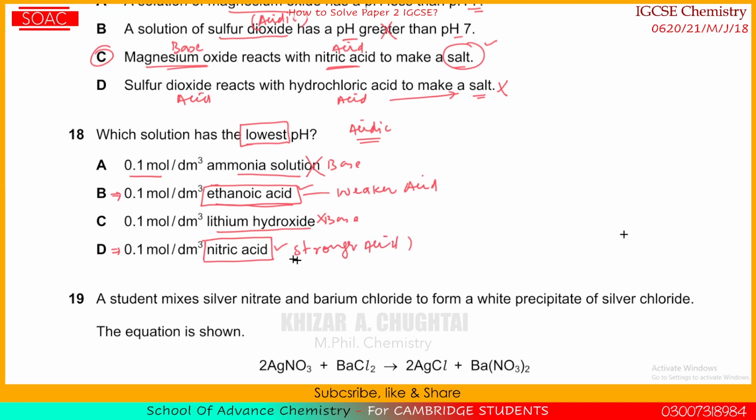Stronger acid will lower the pH, and so D is the correct option. As you have seen, they both have the same concentration. Now the stronger acid will decrease the pH up to the maximum level. So D is the correct option.